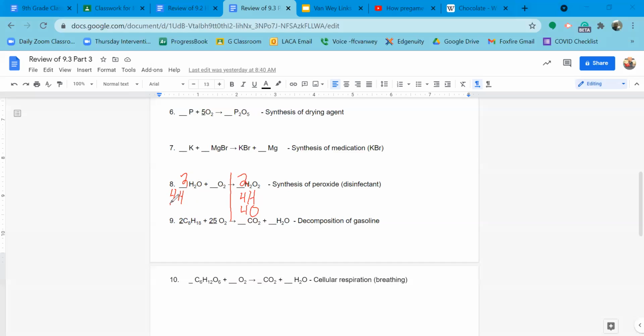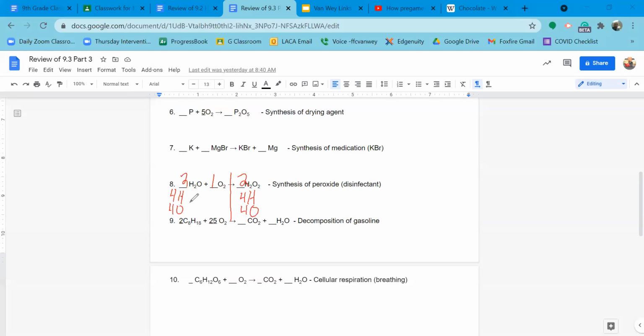So 2 waters will give me 4 hydrogens. And I still need 4 oxygens. So 2 of them are going to come from the water. And then I'm going to need some extra oxygen to give me my 4 oxygens on this side. So 2 from oxygen and 2 from the water.